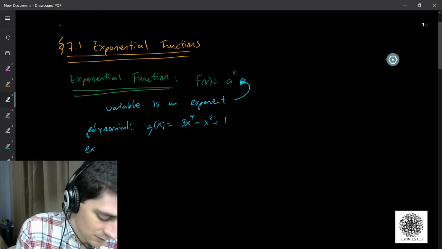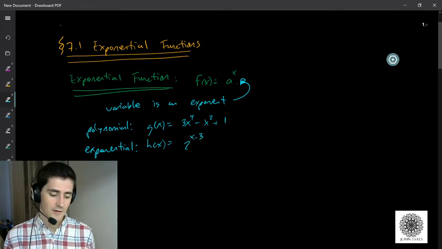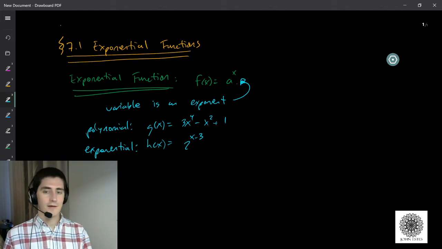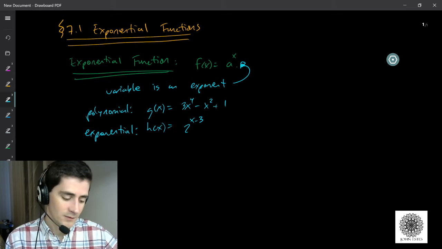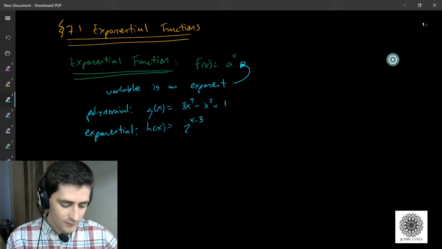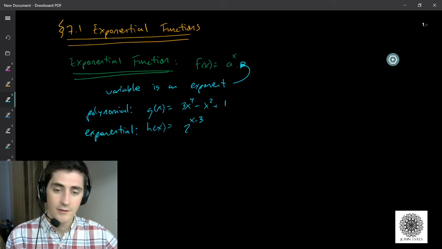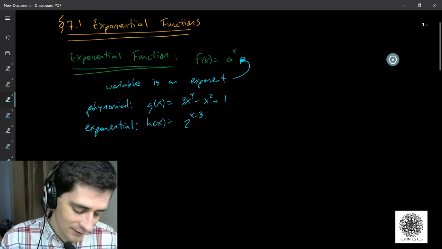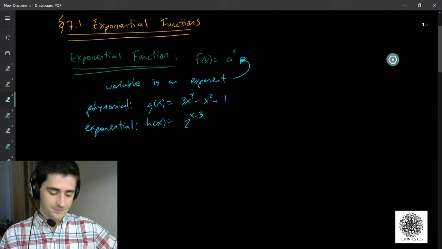Now with exponentials, we might have something like this. So here's an exponential function. Let's call it h of x, maybe 2 to the x minus 3 power, something like that. Right, so now the variables are in the exponents. And so we're going to have to learn some new techniques to work with exponential functions because our normal algebra techniques to solve polynomial equations or linear equations won't work here. I can't add a 3 to both sides, for example, in this h of x to get rid of the 3 in the exponent.